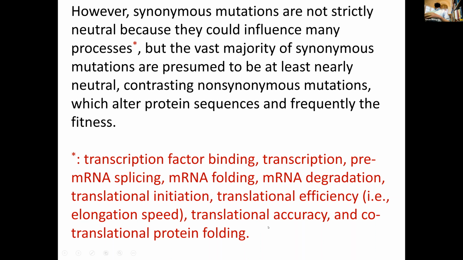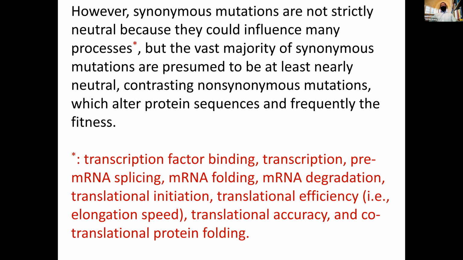Translational accuracy. The translational accuracy hypothesis was proposed by Hiroshi Akashi almost 30 years ago. The idea is that if you use rare codons, the translational error rate is high. If you use common codons, the translation is more accurate. There was some indirect evidence supporting that.